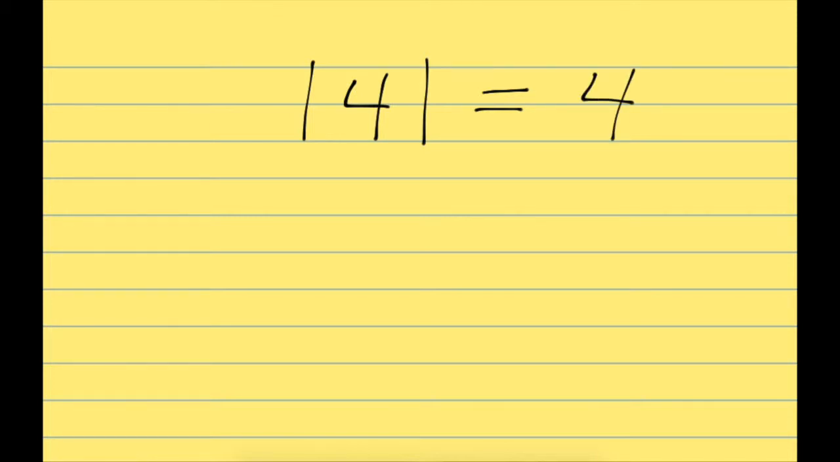But how many spaces from zero is negative 4? It's also 4. So the absolute value of negative 4 is also 4. So basically, when we're taking the absolute value of a number, we're just making it positive. But when we're solving equations, we have to look at it the other way around. What units, or how many units away from 0 is that number?